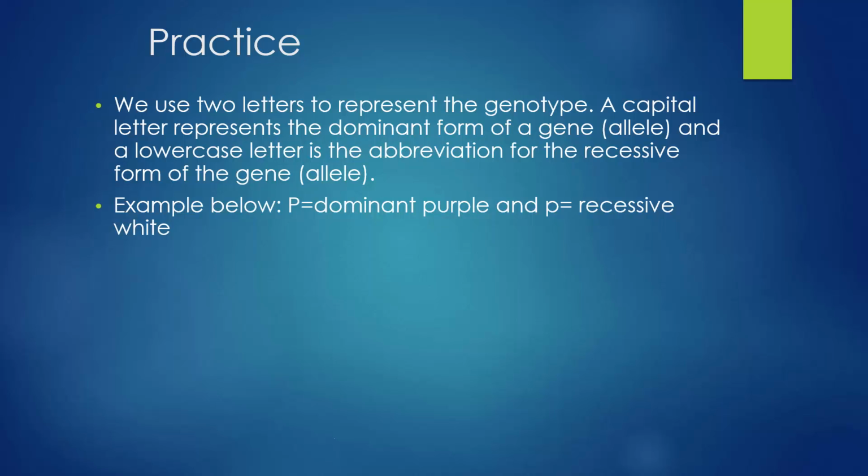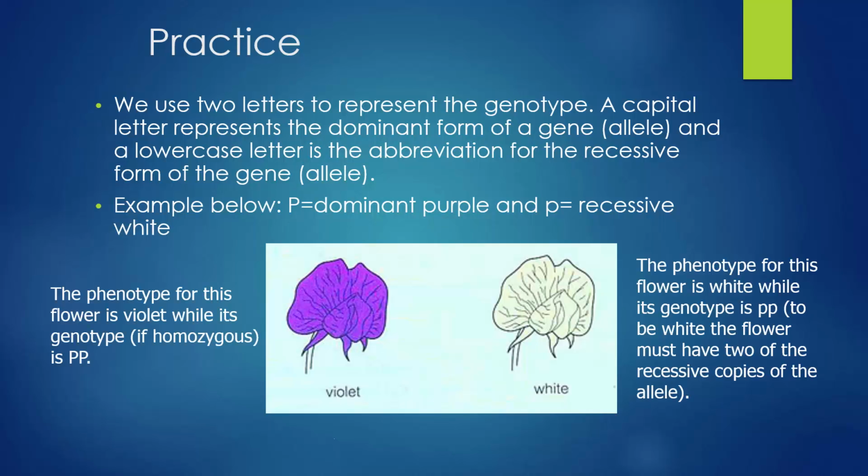And finally, we get to put some of this stuff into practice. So we know that we use 2 letters to represent the genotype. A capital letter represents dominant. The lowercase letter represents the recessive form of the gene or allele. Okay? So for example, if we are homozygous dominant, we have 2 capital P's. If we are homozygous recessive, we get 2 little p's.